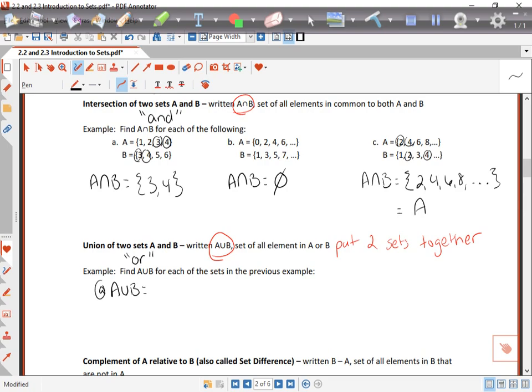So part A, A union B. Well, that means we're going to have all of A, 1, 2, 3, 4, and then include everything that's also in B. We already have 3 and 4. Remember, you don't list it twice. So then 5 and 6.